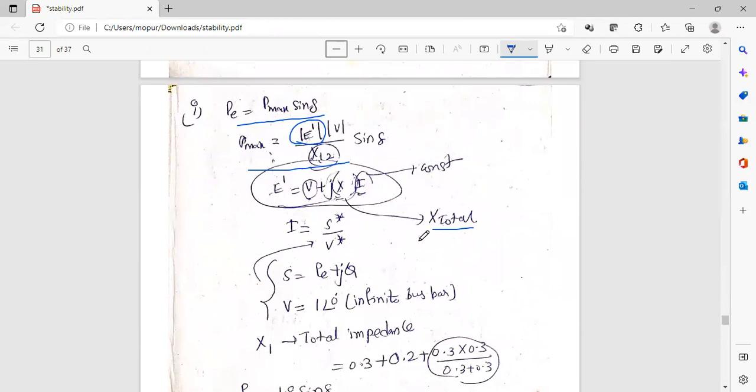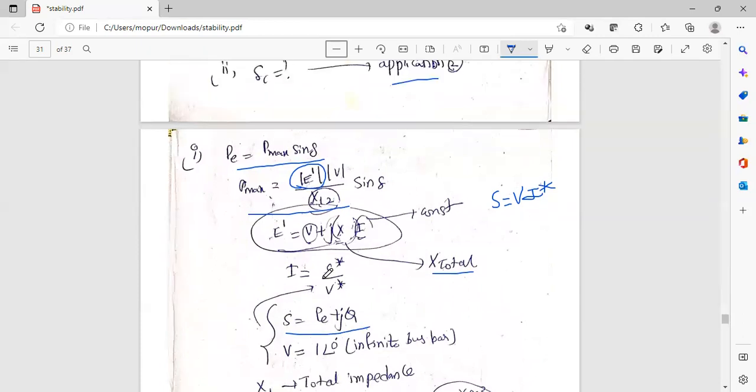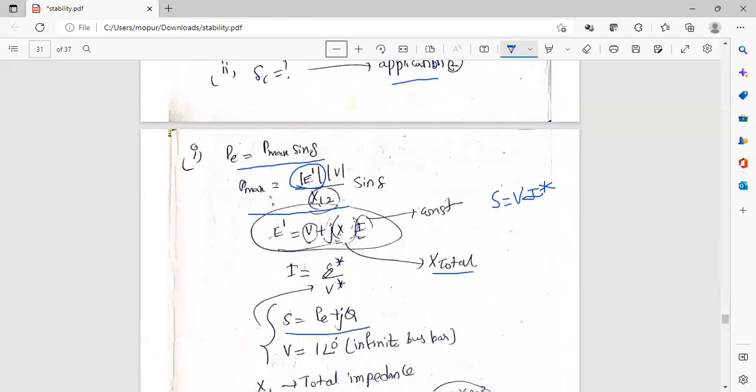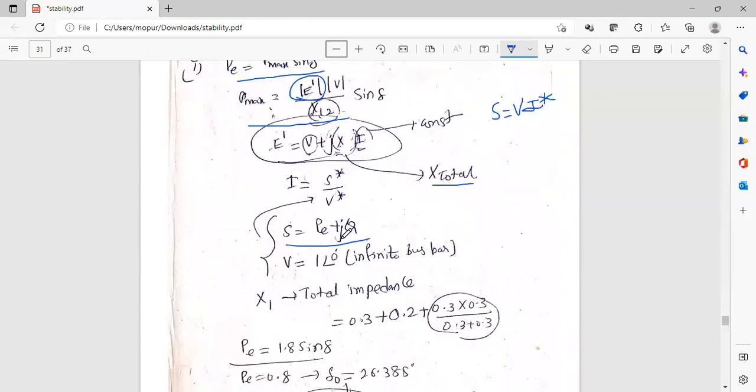We know that complex power S is equal to V into I conjugate. So from this, I conjugate is equal to S by V, and I is equal to S conjugate by V conjugate. Now they have given S. Normally S is equal to PE plus jQ. PE they have already given as 0.8, and Q they have given as 0.74 per unit. So you can find PE plus jQ, so you can find S. You know the value of S.